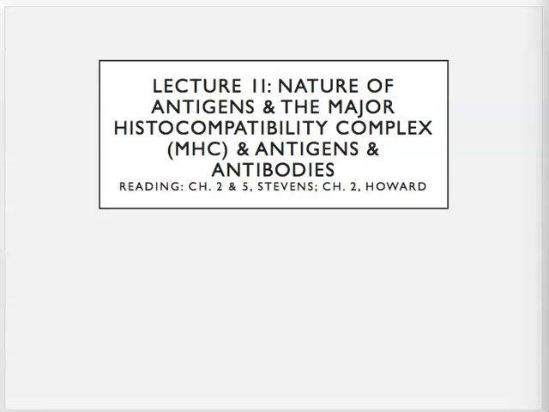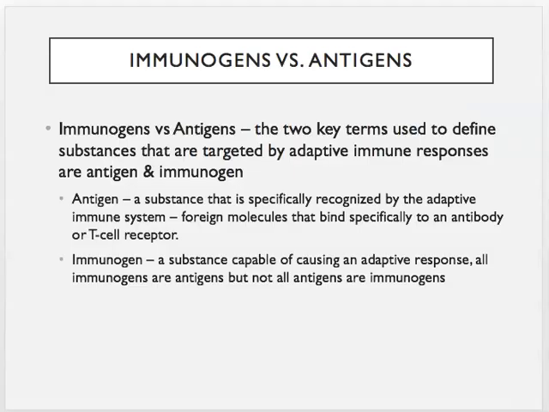Okay, for the second lecture video for Unit 1 in Blood Bank, we're going to talk about the nature of antigens and antibodies and the major histocompatibility complex. And then in a separate video, which will also be due this week, we're going to talk about antigen and antibody reactions and how to grade agglutination reactions. Okay, so this first video, we're going to talk about immunogens versus antigens.